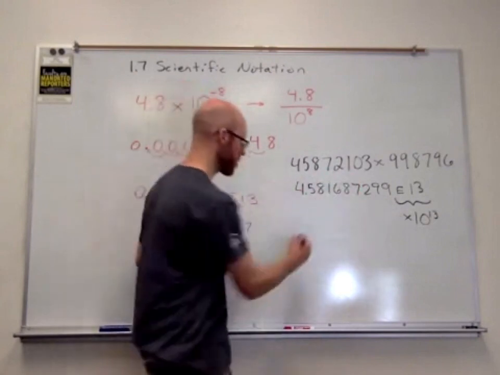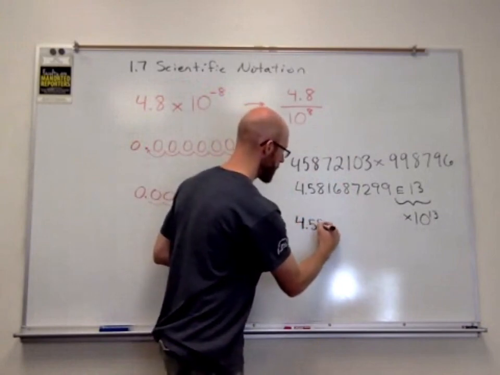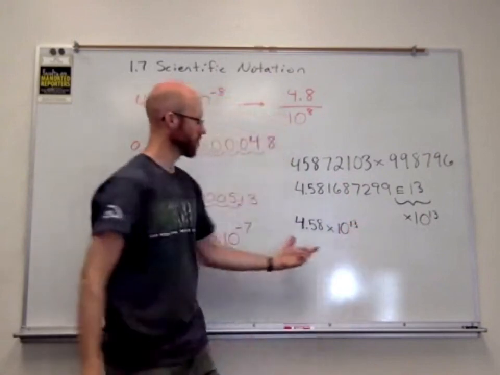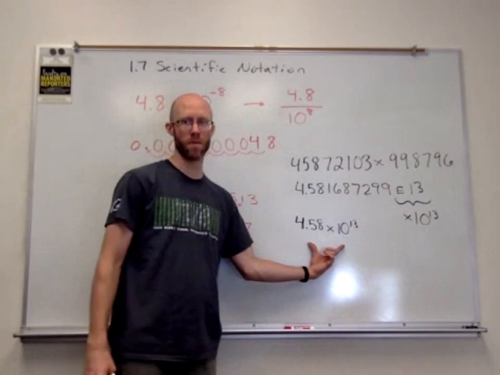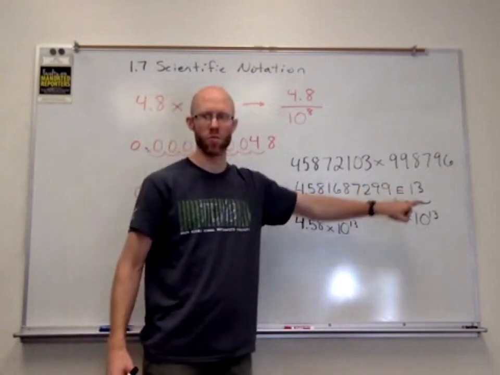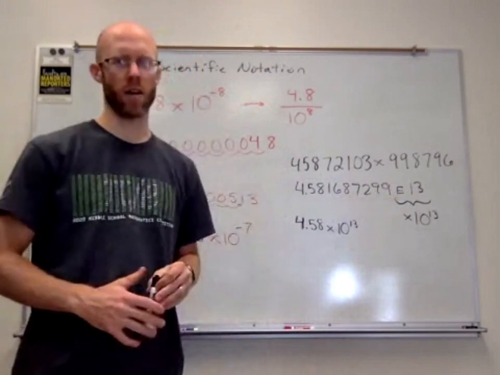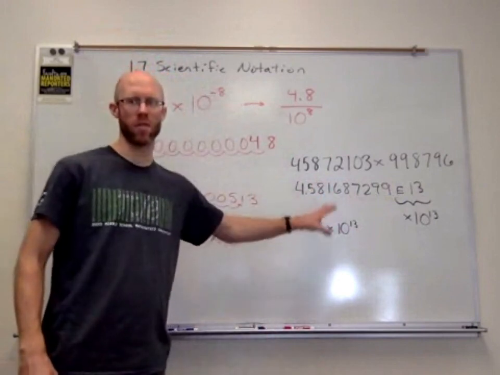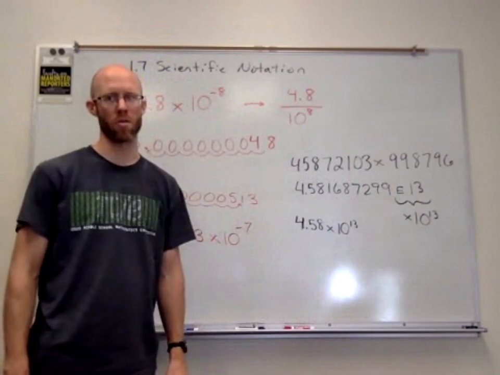So here I'd probably do something like 4.58 times 10 to the 13th. And so this is the answer that my math lab will accept. This is the answer I would accept rather than the E. This is just what your calculator gives you. Okay, so just be aware of that. The calculator is using scientific notation, but it's writing it out differently than what I would have you do here with the powers.